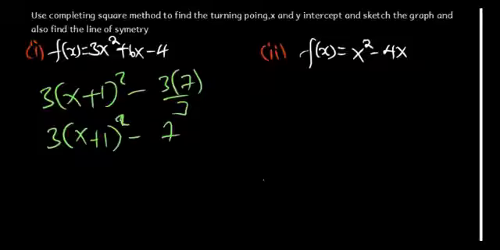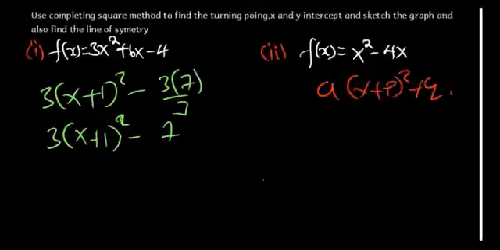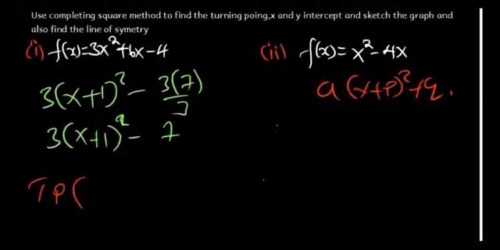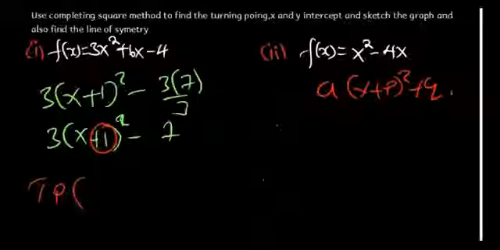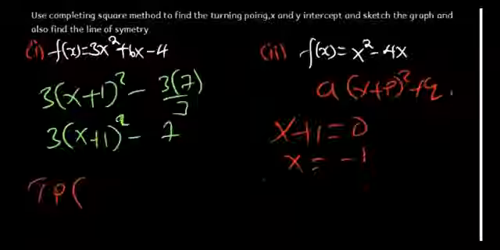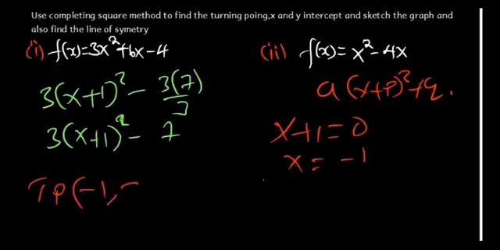So meaning that what we have here is in the form of a(x plus p) squared plus q. So we can see that our turning point here is going to be the opposite of this. In short, we equate this equal to 0, so x is going to be negative 1, so that is the value of x. So we have negative 1 comma negative 7. These are the turning points.